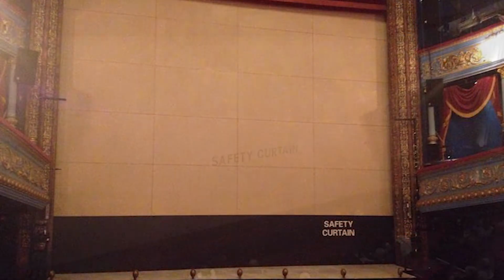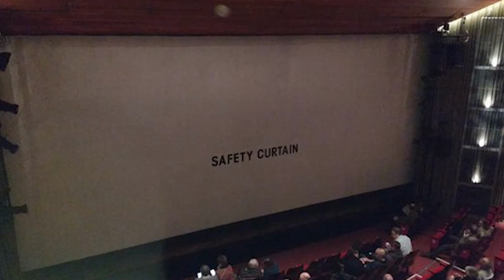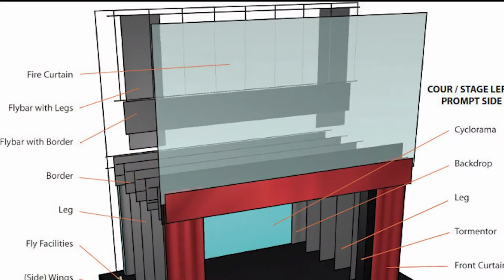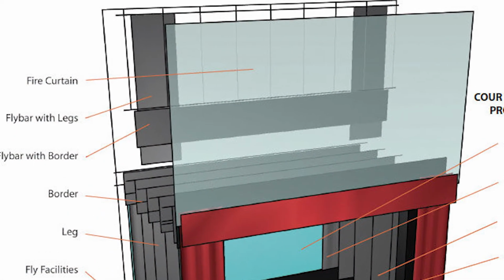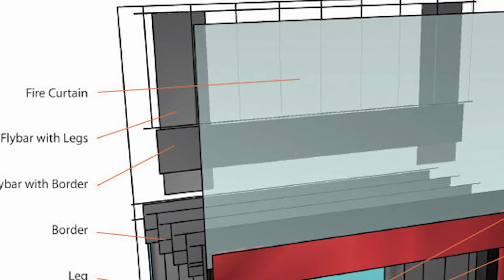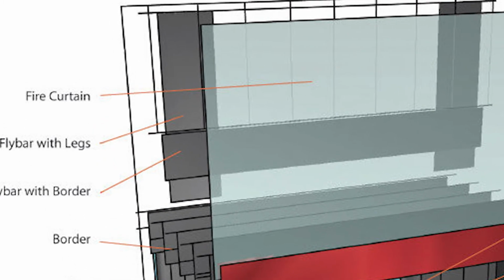The curtain is extremely heavy and therefore requires its own dedicated operating mechanism. In an emergency, the stage manager can usually pull a lever backstage which will cause curtain to fall rapidly into position.